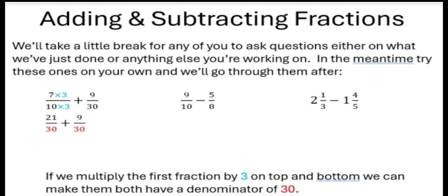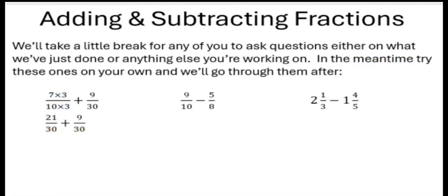And now we have matching denominators, so we can add the tops together and keep the denominator the same. And that's going to give us 30 over 30. We would never leave our answer like that because 30 over 30 is simply 1. And again, we can, well, no, never mind. We'll skip the pizza analogy this time.